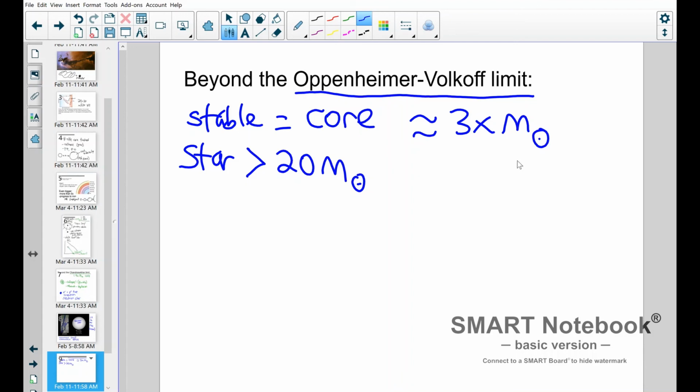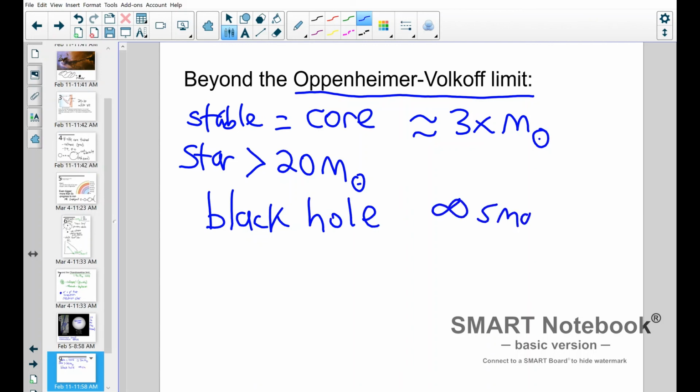So beyond the Oppenheimer-Volkoff limit, if that star is more than 20 solar masses, this further collapses, takes something that's 1.5 times the mass of our sun and the size of New York City, and further collapses that to something even smaller and even denser. And that's where we get a black hole from. And I can't draw a picture of it because we don't totally know what they look like. It is basically infinitely small and infinitely dense.